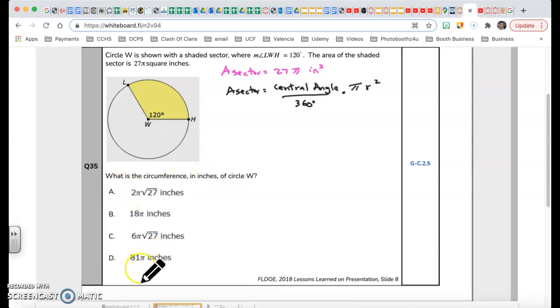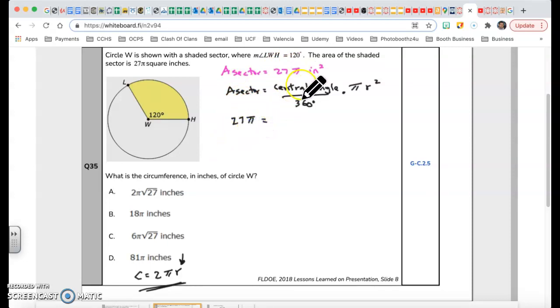Asking for circumference, but circumference is equal to 2 times pi times radius. And from here, I don't have the radius because I don't have it in my drawing. So I gotta find the radius. Because pi is a number, the radius is the question. So let's start. First of all, they give me the area of the sector, so I can replace it here with 27 pi.